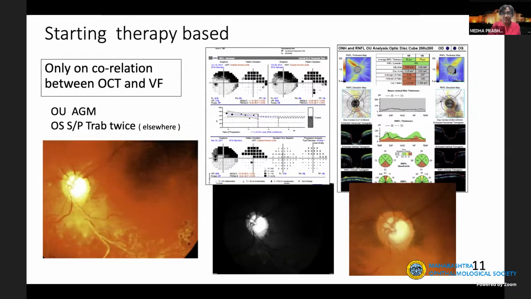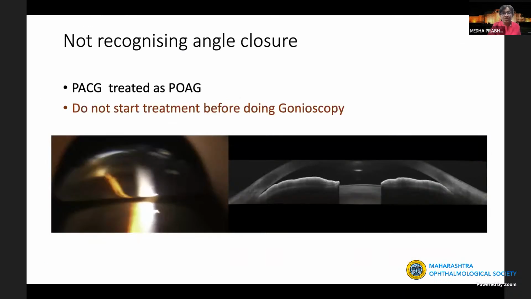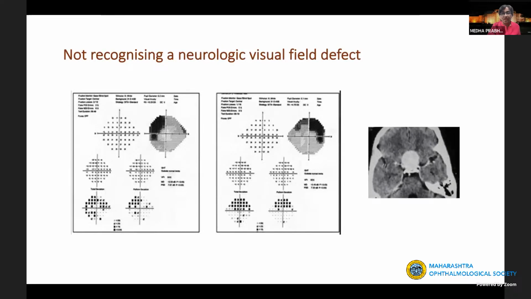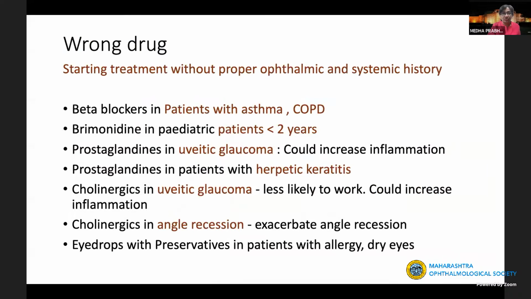But if you see, this defect is because of the BRVO and the laser which was done for this. Not recognizing the angle closure: pressure is high, you don't do gonioscopy and start treatment based only on pressure without doing gonioscopy, which we were discussing till now. So, not recognizing a neurological visual field defect. Patient might be harboring something and you think that this is a glaucomatous field and start treatment for that.